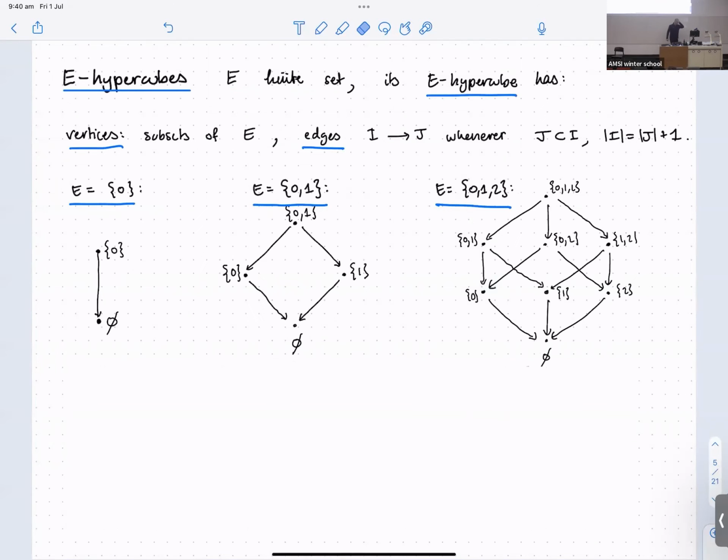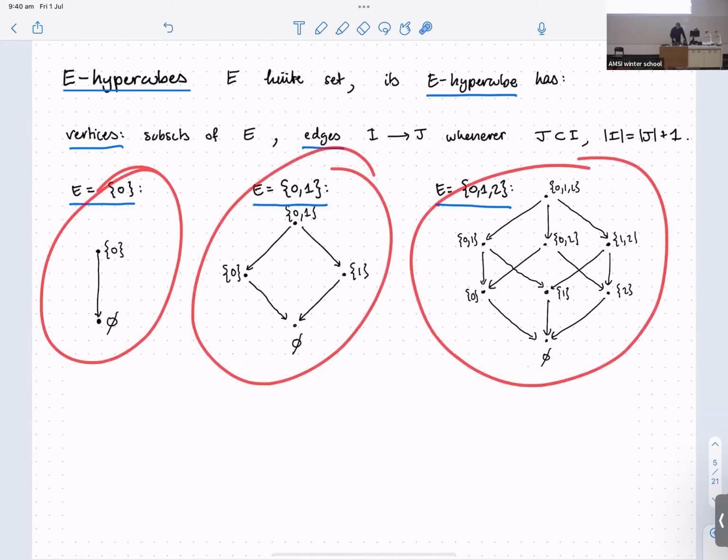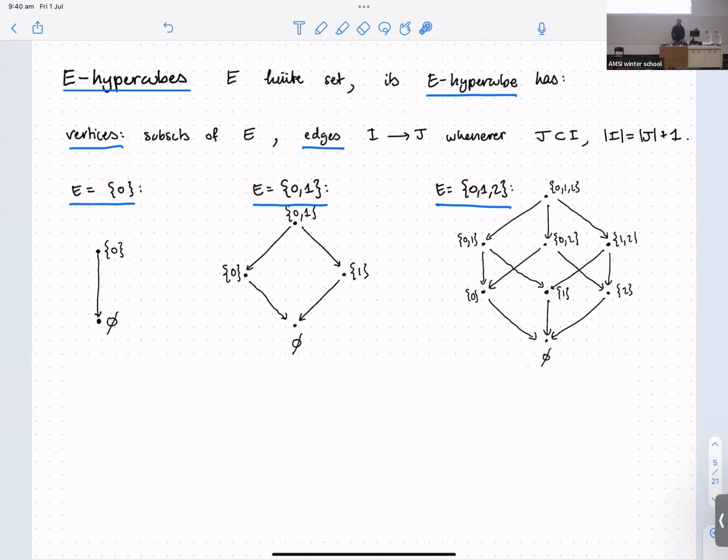Okay, so here we have a very simple poset, the hypercube. What we do is take a finite set and consider all subsets of that set, and we draw an edge going down for all ways of removing an element from a set. Here are the hypercubes for a set of one element, a set of two elements, and a set of three elements. This is the simplest poset you can imagine.